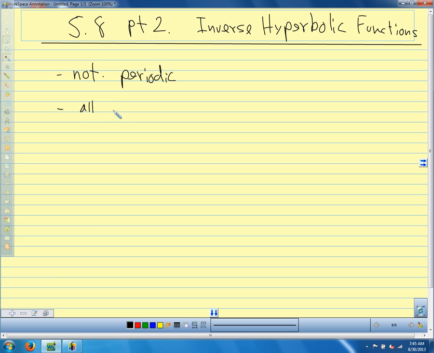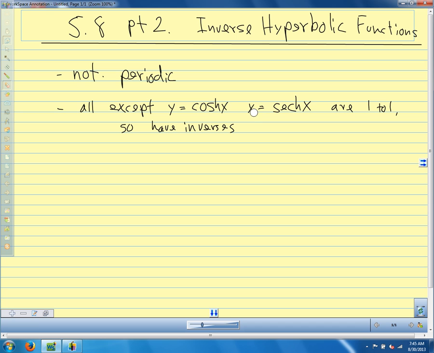So all of them except y equals cosh x and y equals sech x are 1-to-1. So they have inverses. And if we restrict the domain of these two appropriately, we can come up with inverses for cosh and sech. Just like we do for sine and cosine when we define the inverse sine and inverse cosine, we restrict the domain.